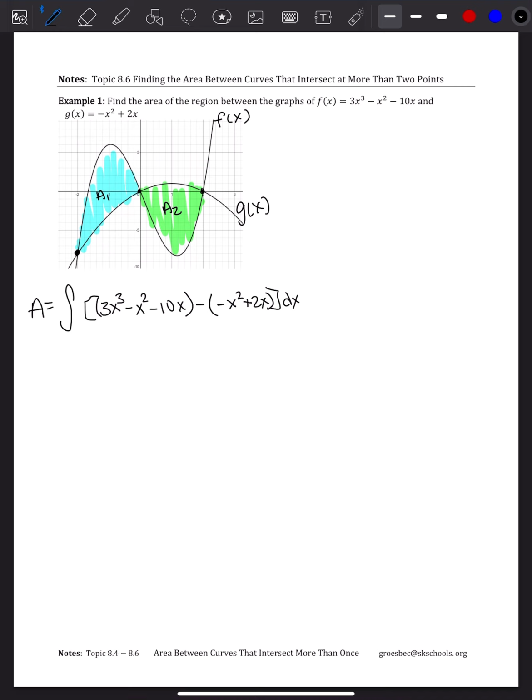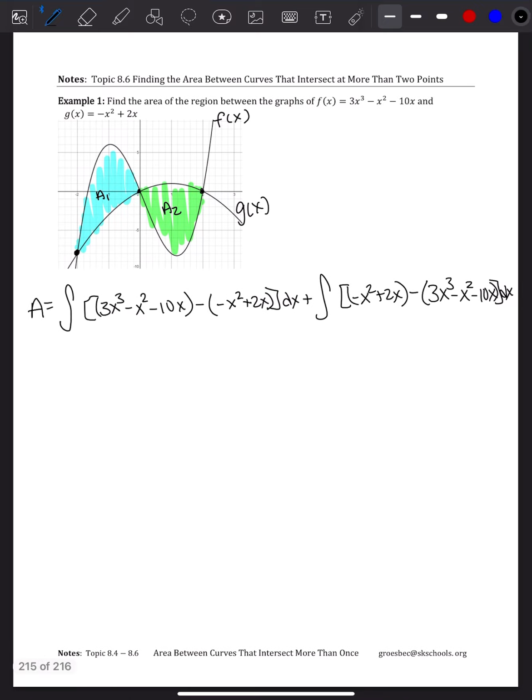This is just the first integral, so we're also going to integrate for the second one. We don't know bounds on the second one, we can assume what they are, and we're going to do top minus bottom again. This time our top function is this one right here. If I follow, it's going to be g of x. So now we're just flip-flopping which one is our top and which one's our bottom. So I have negative x squared plus 2x minus 3x cubed minus x squared minus 10x dx.